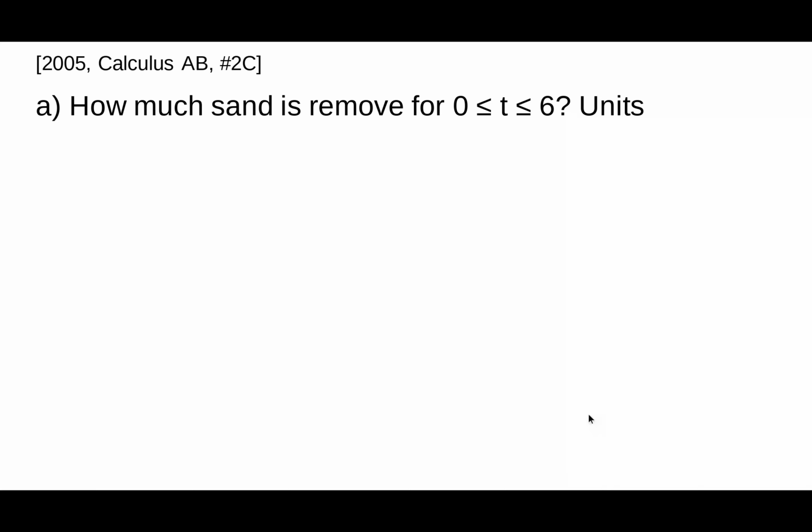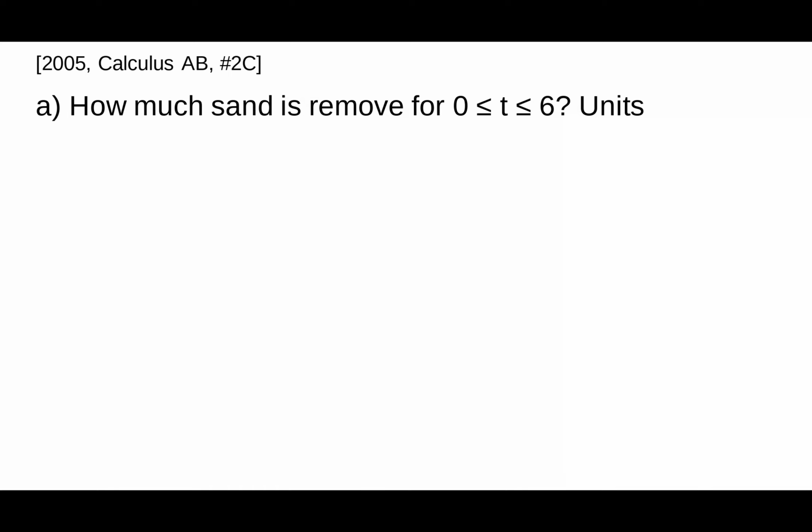This question is from 2005. It's question 2, and it is calculator active. In the question stem, we have sand being removed from a beach by the tide and a pumping station adding sand to the beach. Sand is being removed by the tide at a rate of R of t cubic yards per hour, and sand is being added to the beach at a rate of S of t cubic yards per hour, and those functions are defined in the question stem. In addition, we're given that this model is good for t equals 0 to 6 hours, and that at t equals 0, there's already 2,500 cubic yards of sand on the beach.